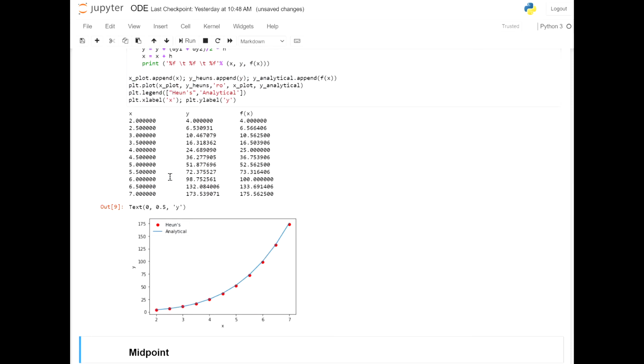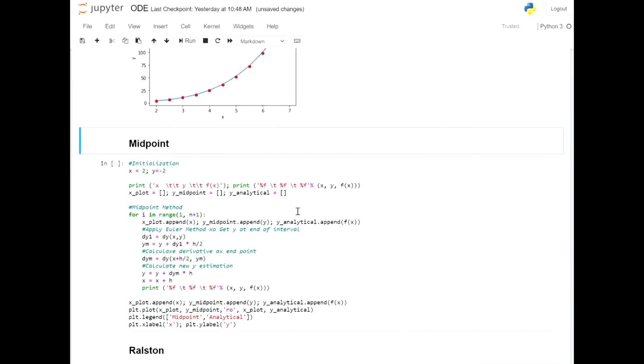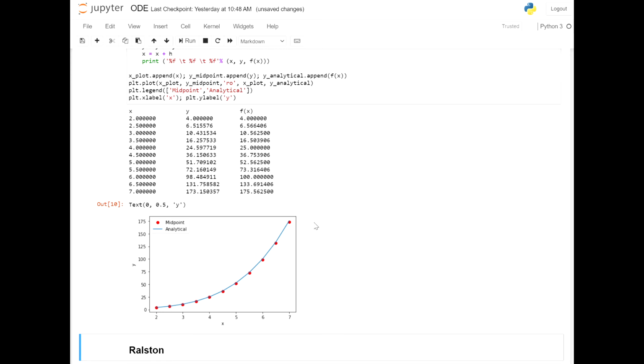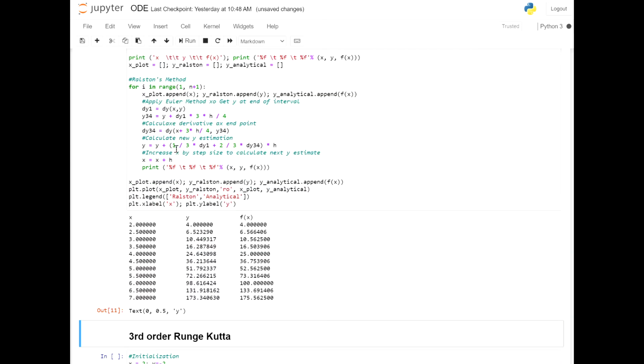So let's run the Heun. Excellent, much better improvement over the Euler's method here. Let's do the midpoint. I'll change the y here to 4, so you have 2 and 4. The midpoint should give us similar results to the Heun, because again they're both second order Runge-Kutta, and the Ralston here should give us a similar one again.